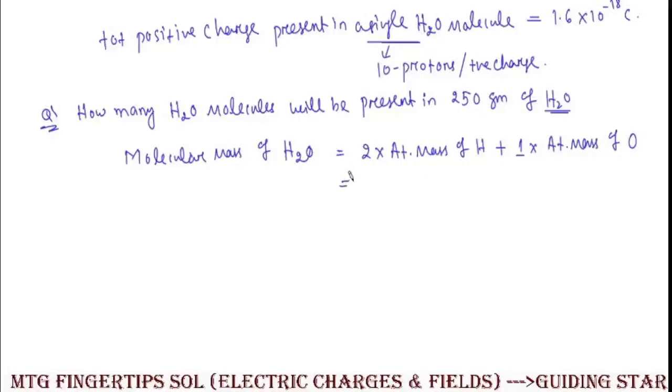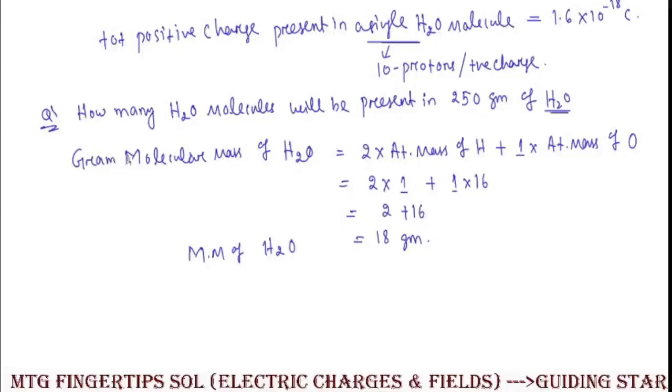Clear. So what is the atomic mass of hydrogen? The atomic mass of hydrogen is 1 and the atomic mass of oxygen is 16, so 2 into 1 plus 16. Finally 2 plus 16 will be equal to 18. So the molecular mass of water is how much? 18 gram. It is the gram molecular mass.